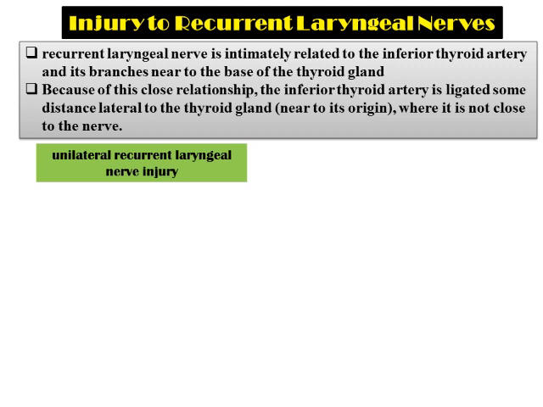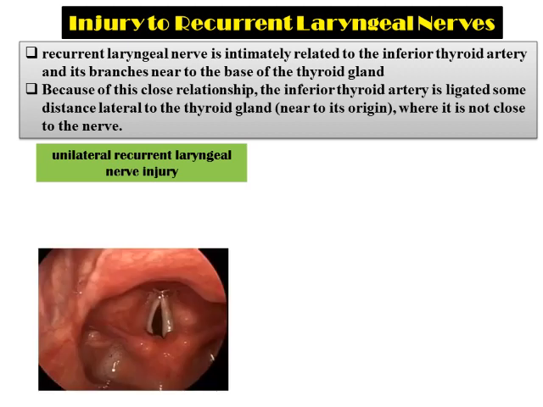What are the symptoms in case of injury of the recurrent laryngeal nerve? In case of unilateral recurrent laryngeal nerve injury, note that this recurrent laryngeal nerve supplies all muscles of the larynx except one muscle, called the cricothyroid muscle.